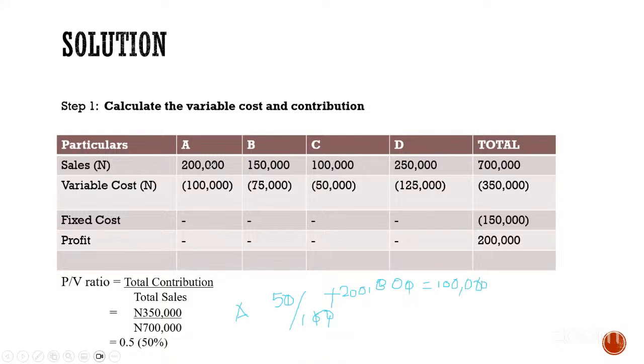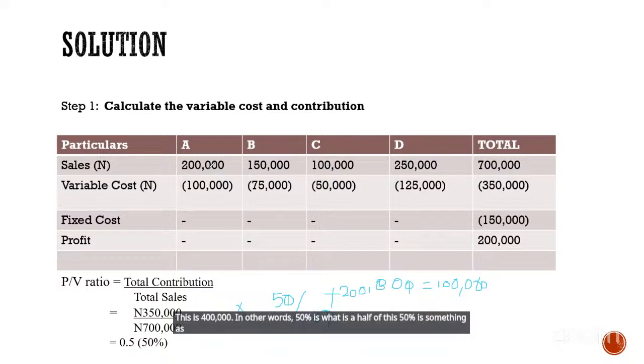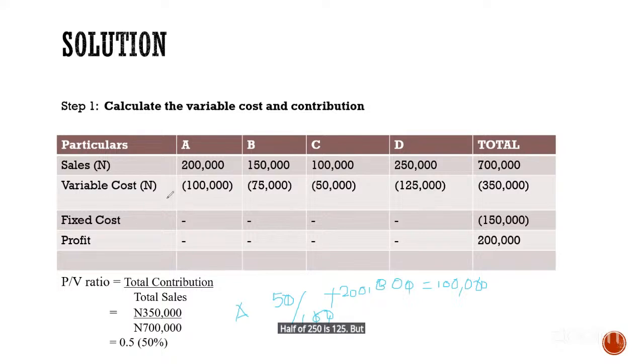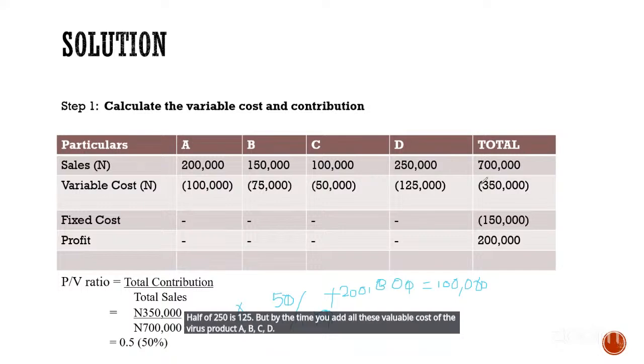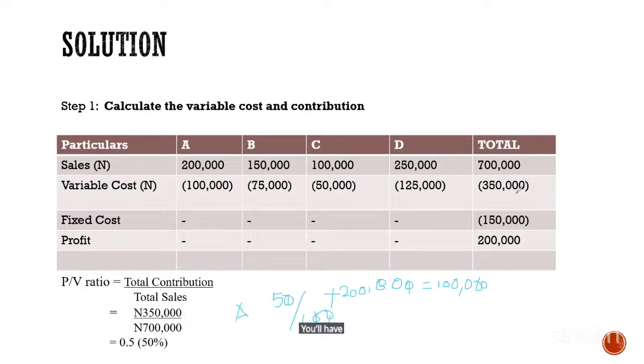That is 100,000. In other words, 50% is the same thing as half of whatever you have here. So half of 150 is 75. Half of 100,000 is 50. Half of 250 is 125. But by the time you add all these variable costs of the various products A, B, C, D, you have 350,000.